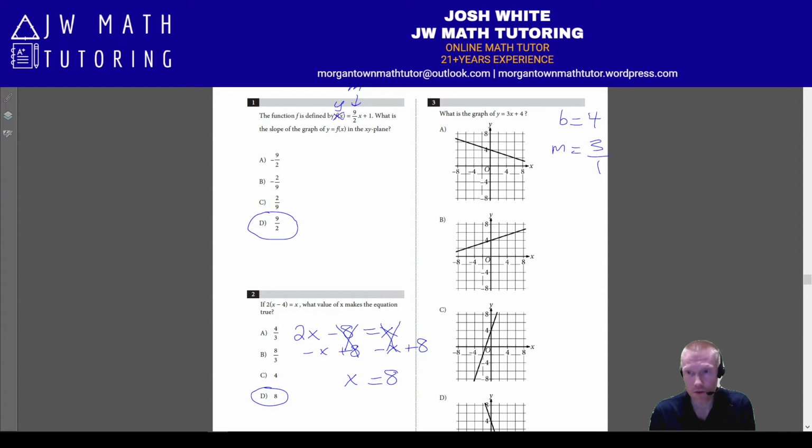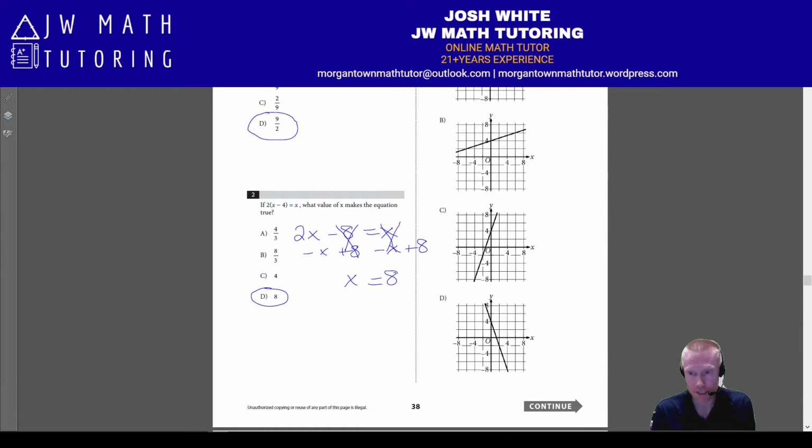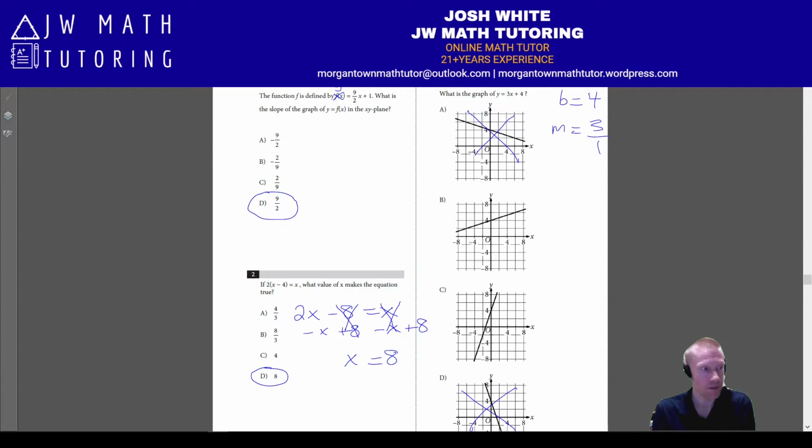So as I'm just going through the answer choices, okay, A is out right away because this line has a negative slope. It is going downhill from left to right. Also, we can eliminate D as well. This has a negative slope. It's going downhill from left to right. So now we're left with basically B and C as our choices.